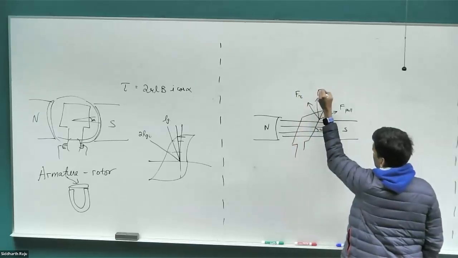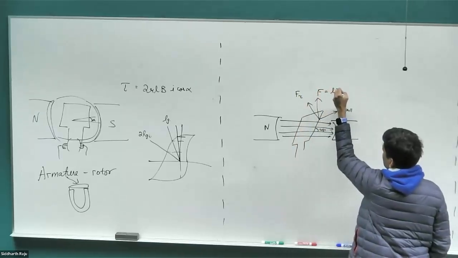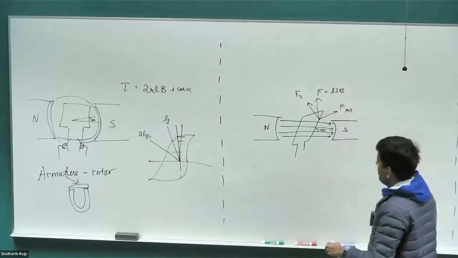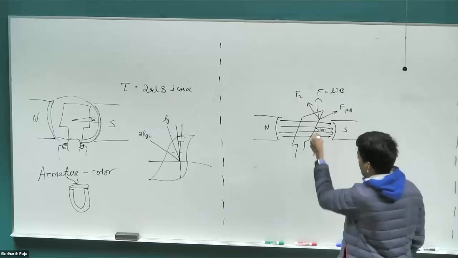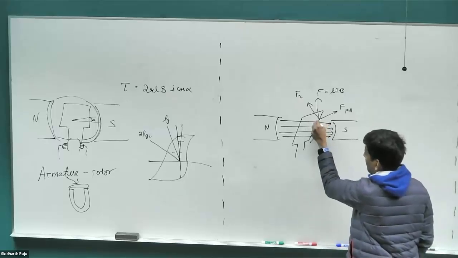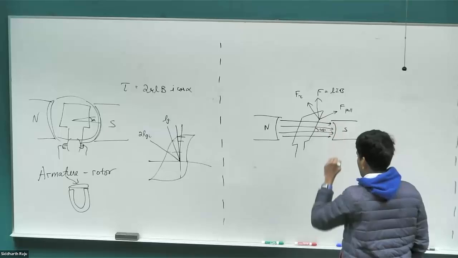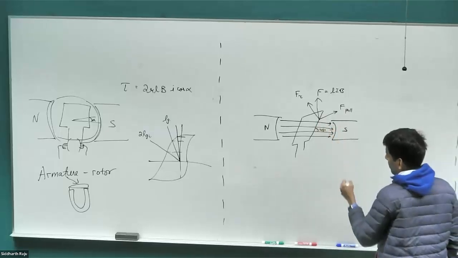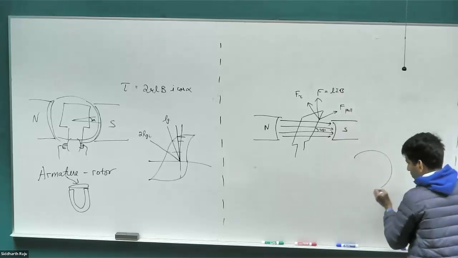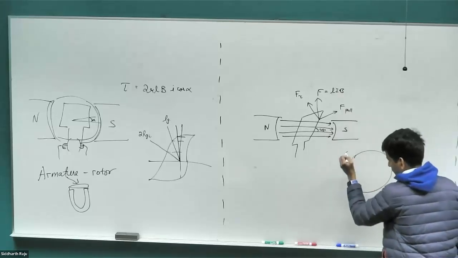So this is the actual force from the Lorentz force equation, LIV, but only a component of this is actually producing torque. This is because the field lines are in this direction, while the conductor is not in the same direction as the field line. So the field lines should always be perpendicular to the conductor. Let's look at what will happen once we put a rotor structure.